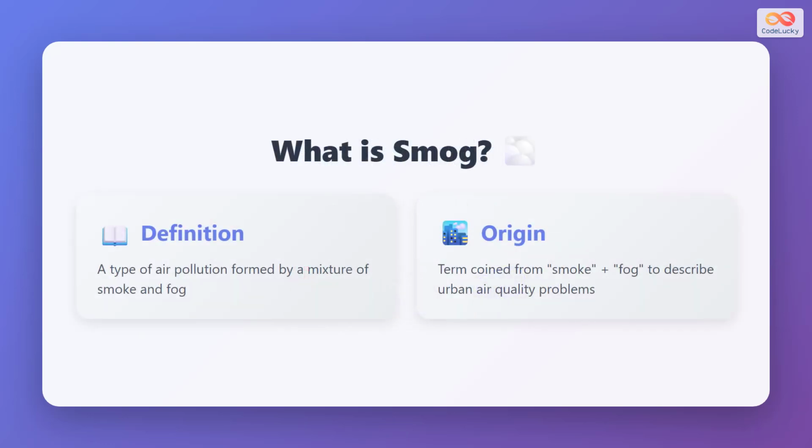Let's begin by understanding what smog actually is. Smog is a type of air pollution that forms from a mixture of smoke and fog. The term itself is a combination of these two words. Smoke plus fog equals smog. This term was first coined to describe the poor air quality problems that plagued urban areas, particularly during the Industrial Revolution. Smog reduces visibility and poses serious health risks to populations living in affected areas.